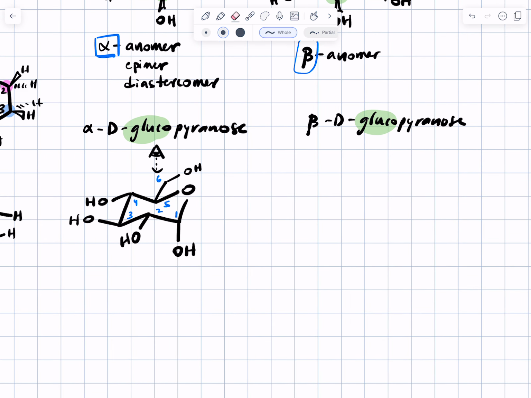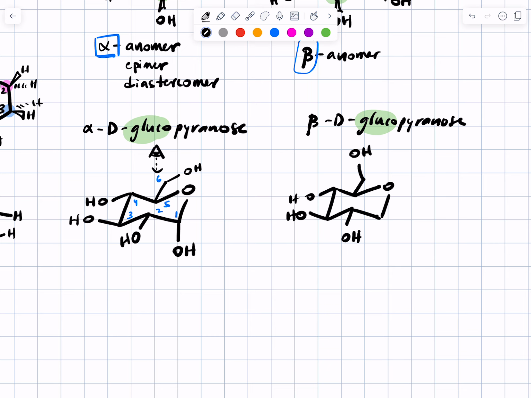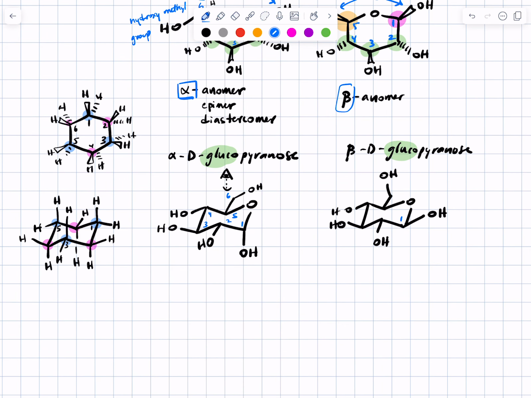So then, if I drew the beta anomer, the beta D-glucopyranose, C2, C3, C4, and C5 would be exactly the same, but at C1, the OH group would be up. So it's probably easiest to memorize beta D-glucopyranose, then remember alpha, I need to switch the configuration at C1, and then go on from there. Other questions? Okay.